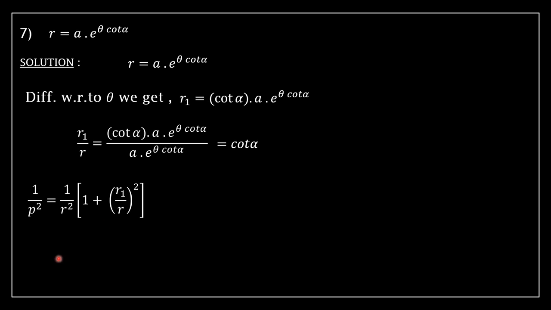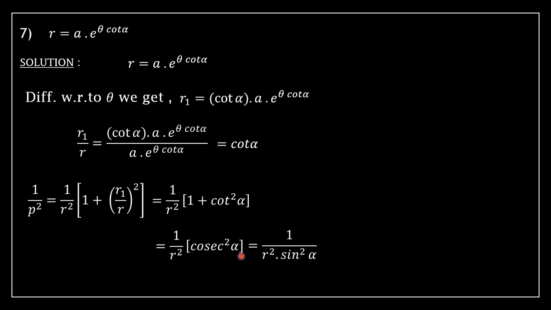Substituting it in the equation, 1 by p square is equal to 1 by r square into 1 plus r1 by r whole square. So that the equation reduces to the form 1 by r square into 1 plus cot square alpha. Whether this equation is independent of theta over here, students? Yes, it is independent of theta, right? So I can say that this is the required pedal equation of the given polar curve. But let me simplify it to a simpler form. Can I write 1 plus cot square alpha as cosecant square alpha? And observe that cosecant square alpha, I can write it as 1 by sine square alpha because cosecant is a reciprocal of sine, right? Cross multiplying the terms and taking the square root so that the pedal equation of the given polar curve is p is equal to r into sine alpha. That completes the problem.